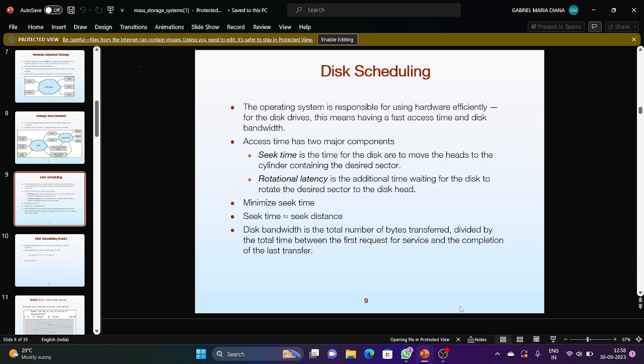So what is disk bandwidth? Disk bandwidth is the total number of bytes transferred divided by the total time between the first request for service and the completion of the last transfer. Now let us know the different types of disk scheduling algorithms.